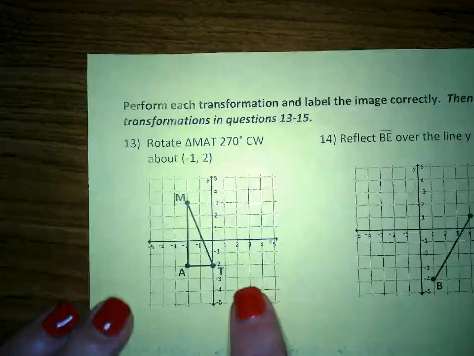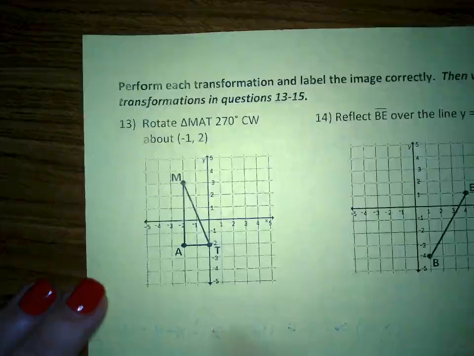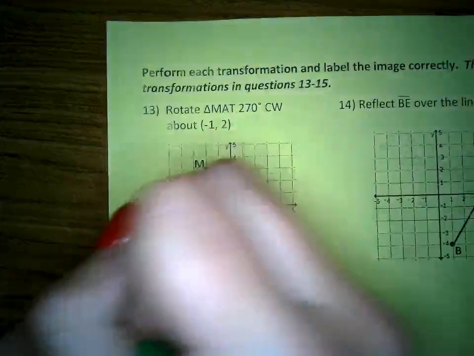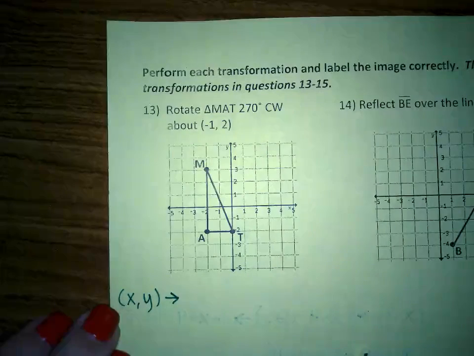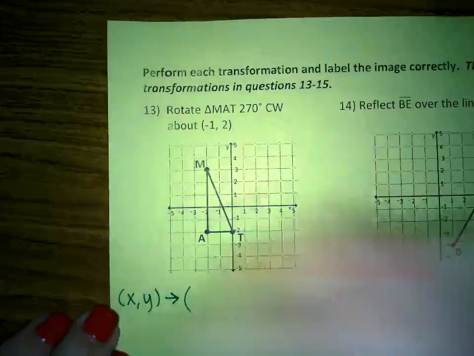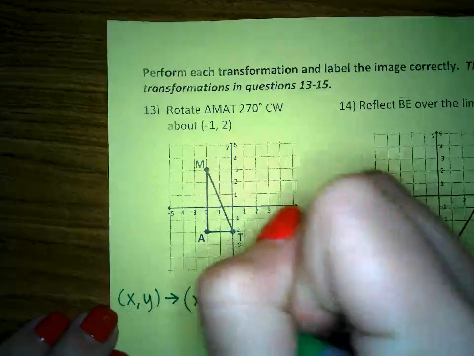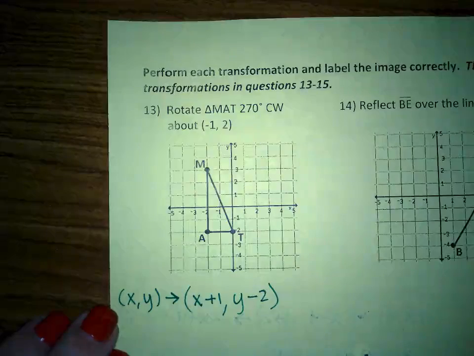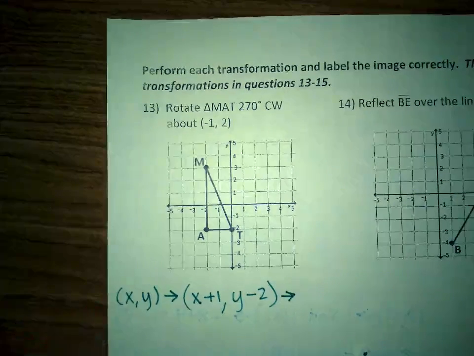All right, going to that next star, a lot of you guys did a great job with actually plotting the coordinates on this one, but then a lot of you struggled with writing the rule. So I'm going to first write the rule and then we'll plot the coordinates. So we have x comma y goes to, we're rotating 270 degrees about this point. The rotation rules don't work unless we're rotating around 0, 0. So let's add 1 and subtract 2. Now we can actually apply our rotation rule.